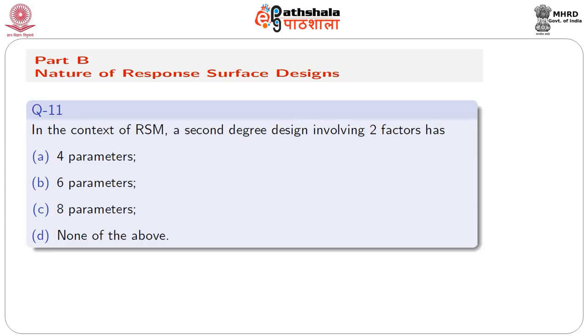So how many parameters do we have? Alpha, beta 1, beta 2, beta 1 1, beta 2 2, beta 1 2. That are altogether 6 parameters. That is how you have to count and you have to give the answer.